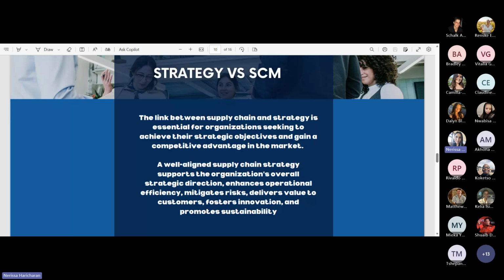So the link between the two, from a supply chain and a strategy perspective, is quite important in order for a lot of businesses to have their objectives ticked off and also to be as competitive in the marketplace as they possibly can. A good strategy and a good supply chain allow the direction to be supported for a specific business. You want to mitigate all your risks. You want to add value to your customer. And this is what makes a business successful.